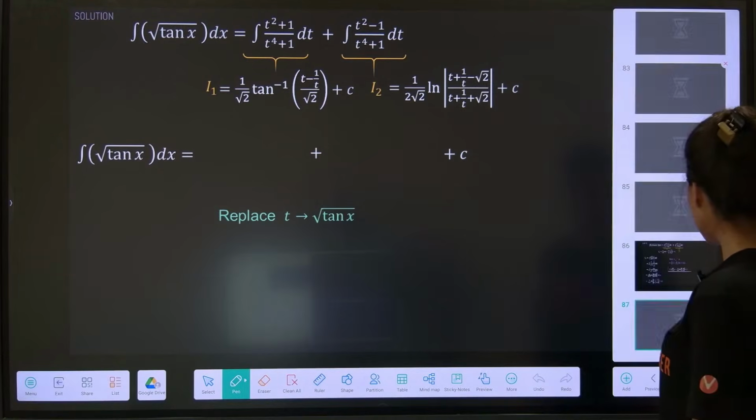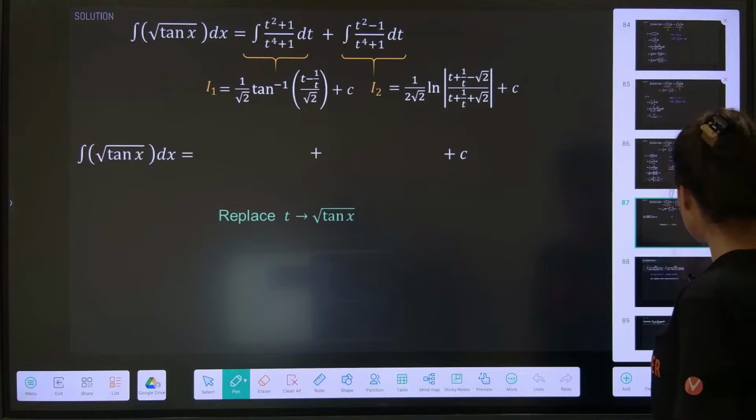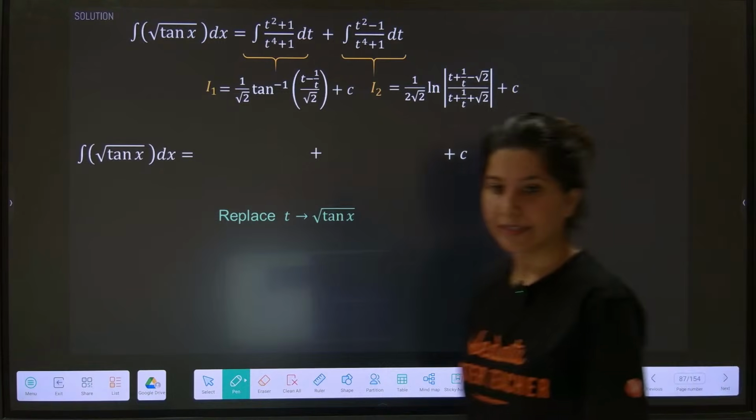Indefinite integration. You should understand the process, at least. Okay. All right. Clear?